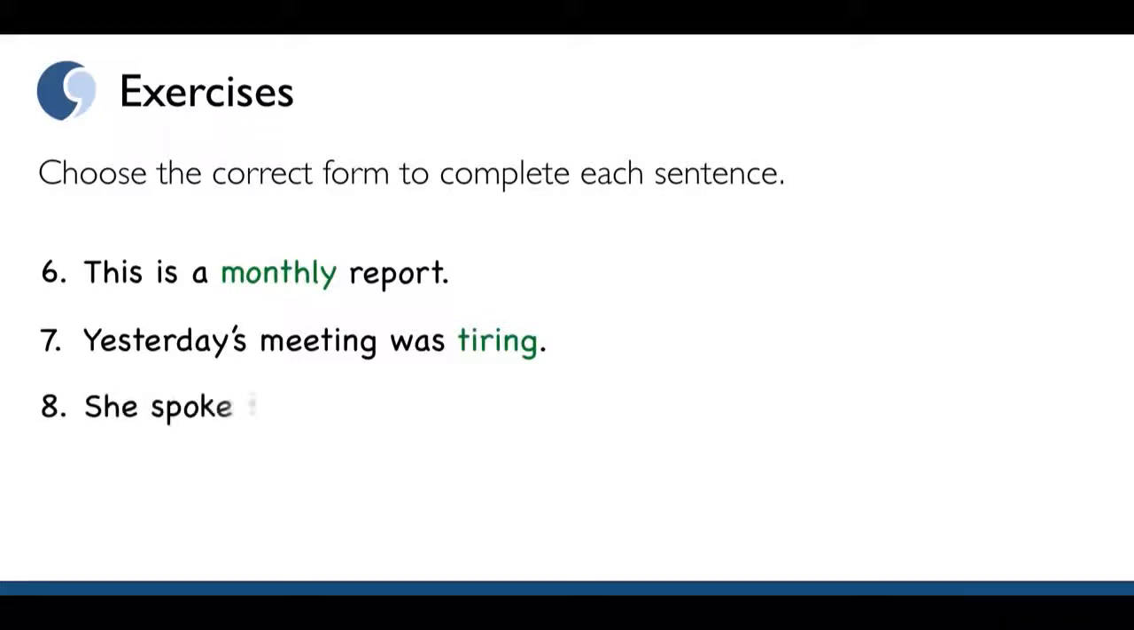Number 8. She spoke to the child. We're looking to describe the verb speak. Therefore, we need an adverb. Lovely is an adjective. Therefore, the correct answer is lovingly. She spoke to the child lovingly.